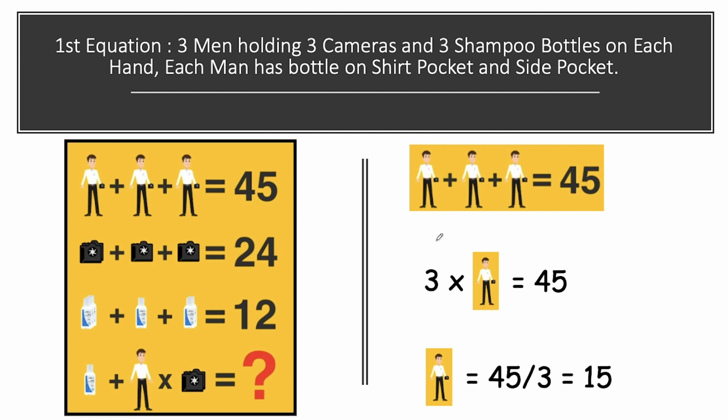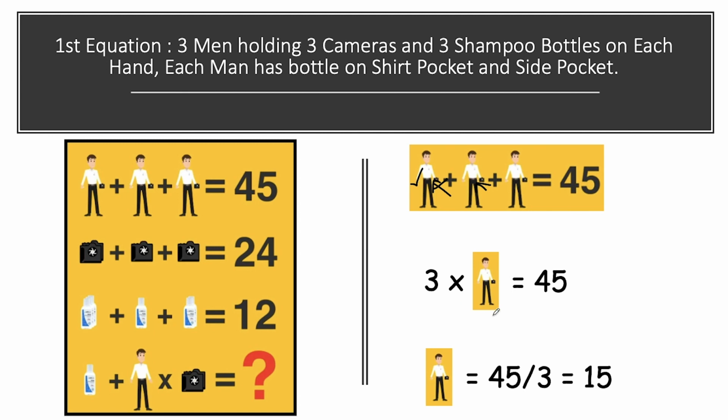Let us consider our first image. It has a man holding a camera in one hand and in the other hand he has a shampoo bottle. He has one shampoo bottle in his shirt pocket, and on looking very carefully, we'll see one shampoo bottle is also present inside his left pocket. Here. So you have to zoom in to see it very carefully. And their sum is equal to 45.